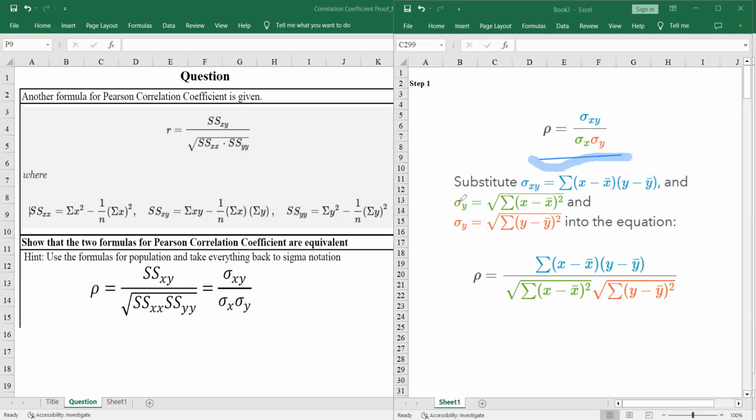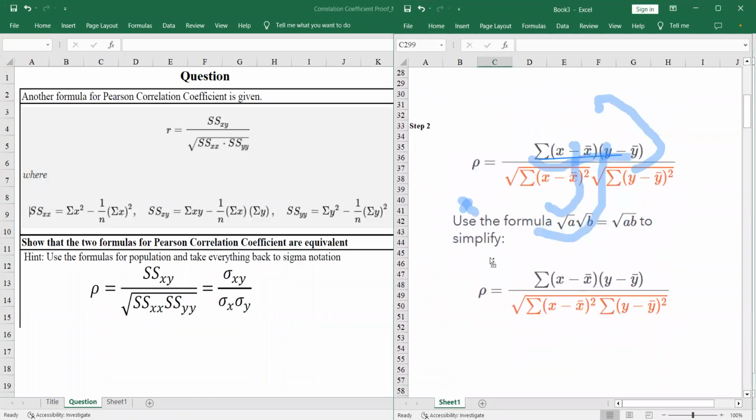Sigma x is the root of summation x minus x bar squared, and sigma y is the root of summation y minus y bar whole squared. So putting these three values over here in this equation, this one, this one, and this one, we get the normal correlation formula that we see most often. So once we have this formula, now we move on.